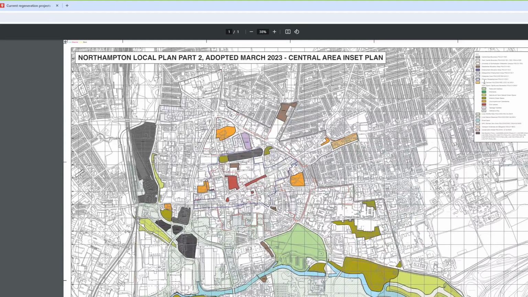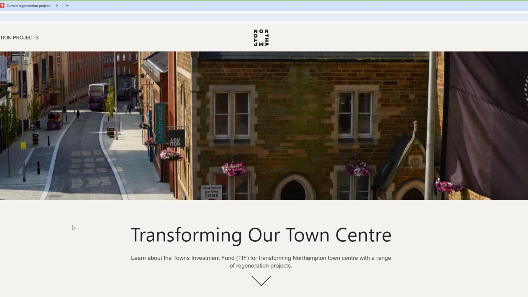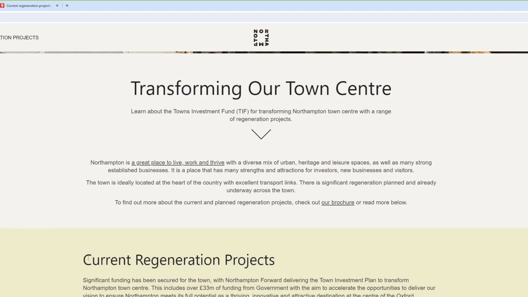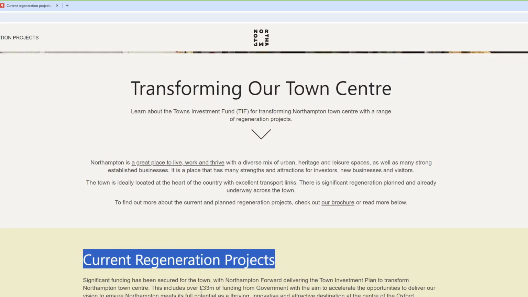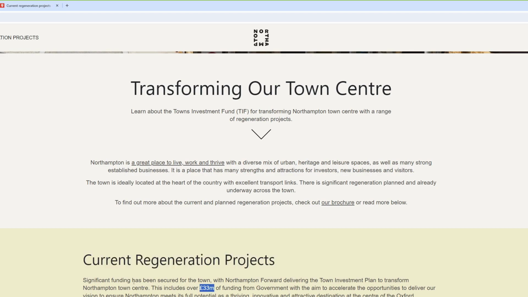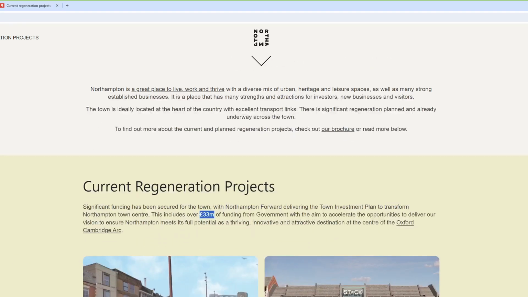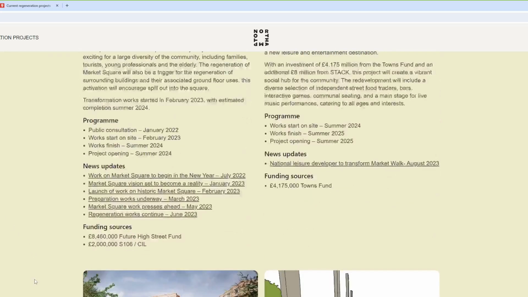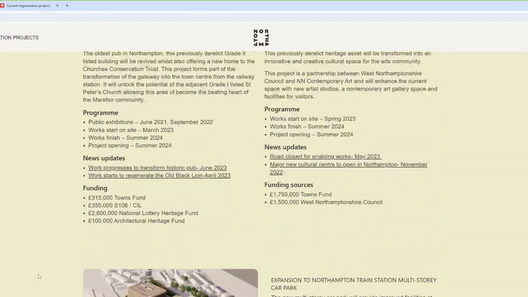And it will give you these keys and show you what's been allocated for what. So the brown ones are for housing developments. This orange one down here is this transport link into the Northampton station, and areas of conservation and so forth. What is interesting about Northampton is it's got its own website, We Are Northampton, and it shows you on here the current regeneration projects. There are £33 million worth of funding that's gone into a number of projects across Northampton, and you can see them here. If you want to have a look, please do. I'll leave the link in the description.